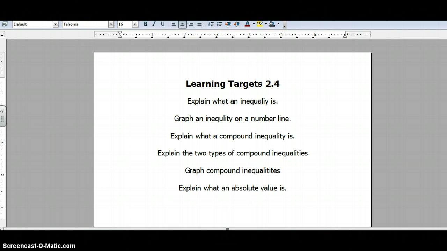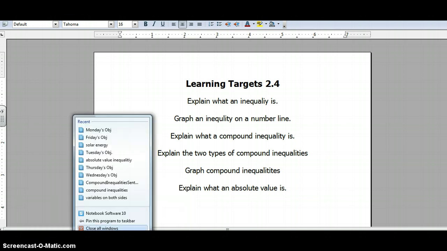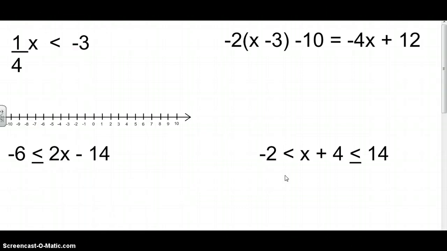So I'd like you to get out a sheet of notebook paper and do the following questions with me to make sure you're prepared for tomorrow. I'd like you to write down this problem right here, pause the video, and complete it. Once you have the answer complete and graphed, start the video again and check to see if you're right.